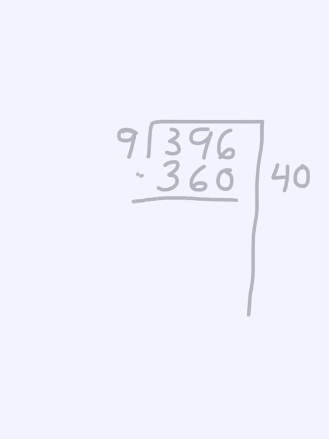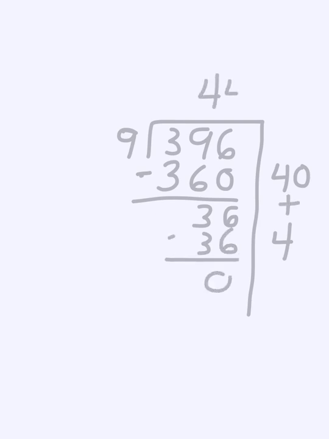To make sure you line it up. Subtract each digit. 6 minus 0 is 6. 9 minus 6 is 3, and 3 minus 3 is 0. So there's nothing in the hundreds, and now I know I'm at a basic fact. And I can do 9 times 4, which is 36. No remainder, so my quotient in this problem is 44.